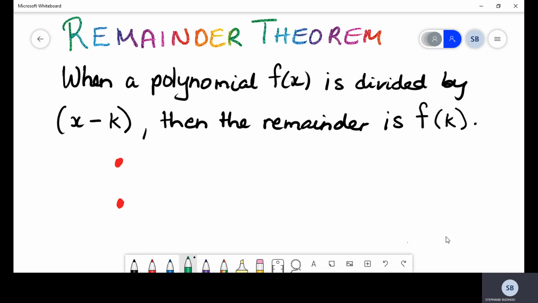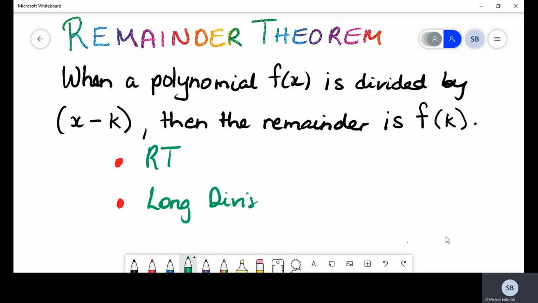So what is it exactly? Well, according to the remainder theorem, when you have a polynomial f of x being divided by x minus k, where k is a constant, then the remainder can be given by simply finding f of k. Now you can also find the remainder using long division.